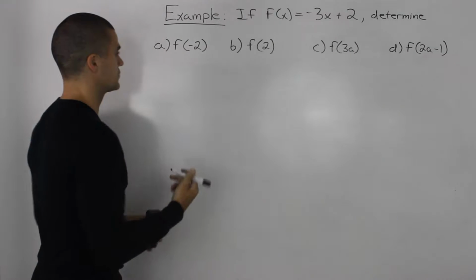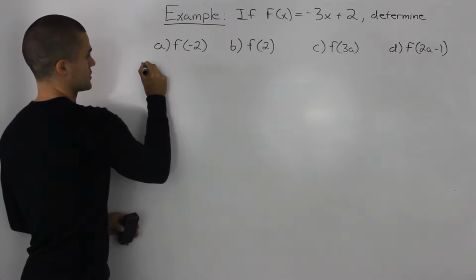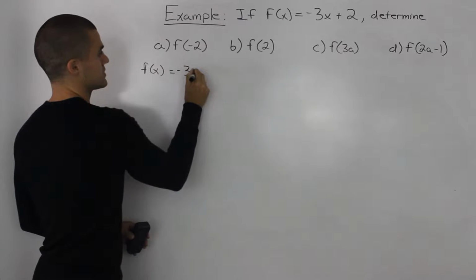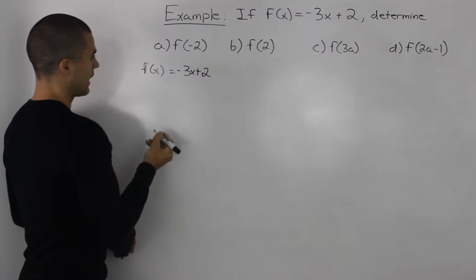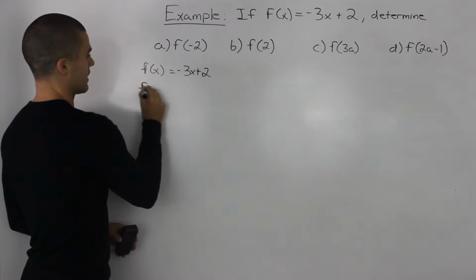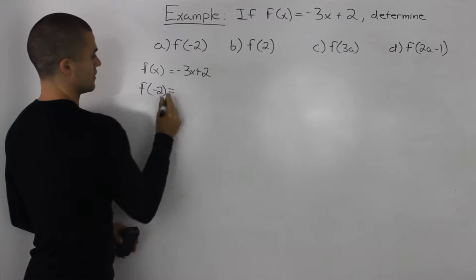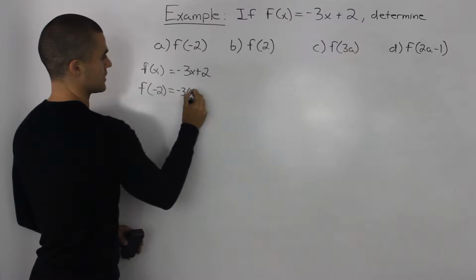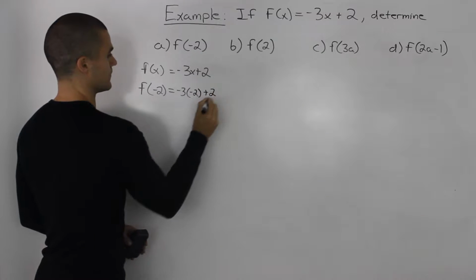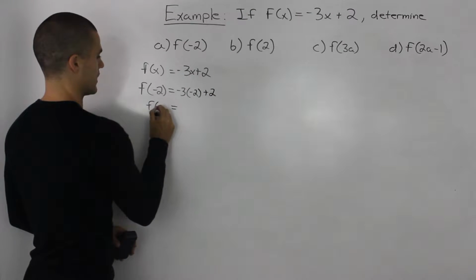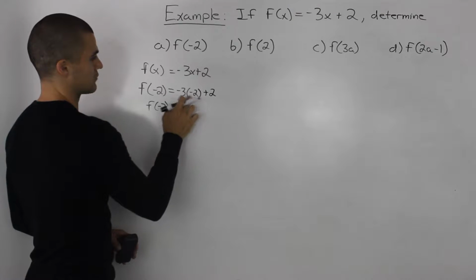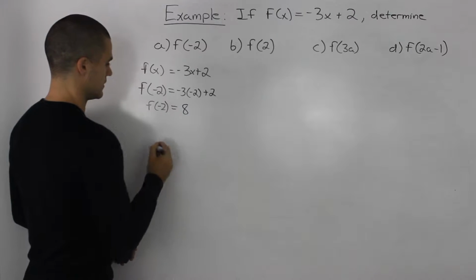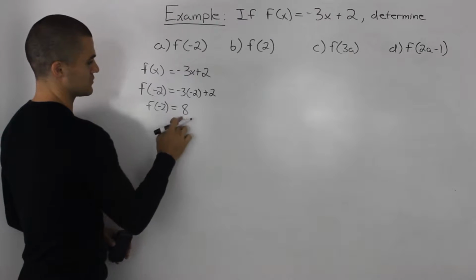The first thing you always want to do with these questions is rewrite the general function. So f of x is equal to negative 3x plus 2. And then all you do is, f of negative 2, you plug in negative 2 for the x. So you've got negative 3, and then in brackets, let's put in negative 2, plus 2. So f of negative 2 would be negative 3 times negative 2, which is positive 6, plus 2 is 8. So f of negative 2 is equal to 8.